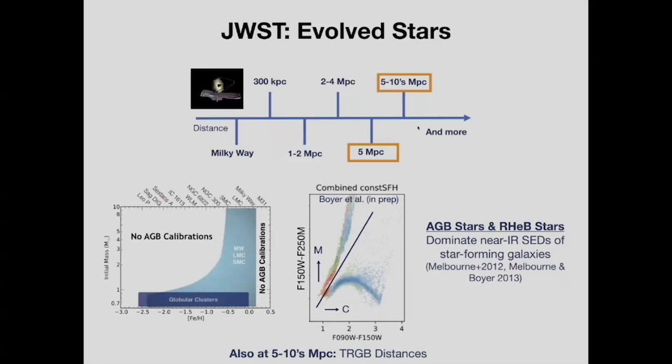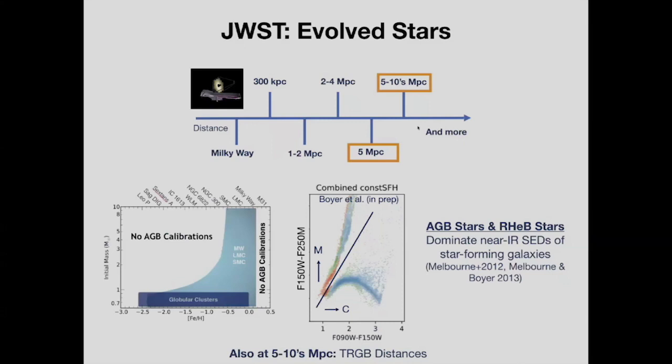In the middle panel is an example of how we'll be able to separate out different types of AGB stars. So M type, which are oxygen rich, and C type, which are carbon rich, are very informative for the physics of AGB stars, which are highly unstable and going through a lot of rapid evolution, such as dredge-ups changing their surface chemistry.